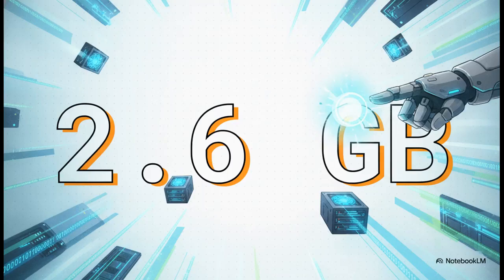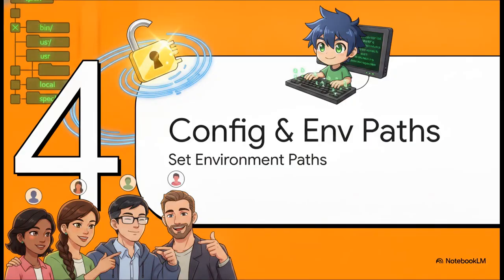Once that toolset is locked in, the script stops bothering you with questions. It just puts its head down and gets to work unpacking and testing files. When this automated phase wraps up, you'll have used about 2.6 gigabytes of disk space on your destination drive. That's a good chunk of space, so definitely keep that number in mind to ensure you've got plenty of room before you even start. Section 4, Configuration and Environment Paths.